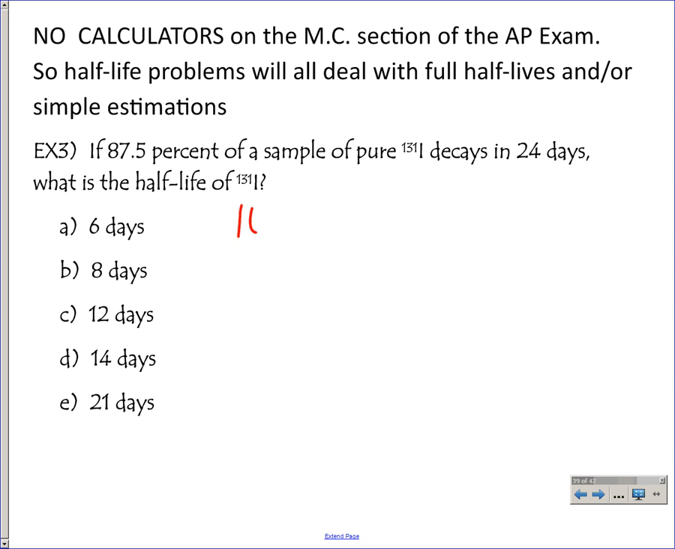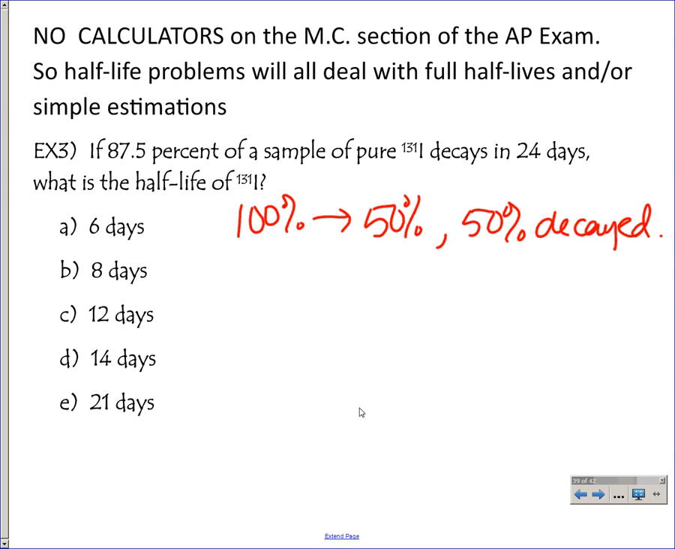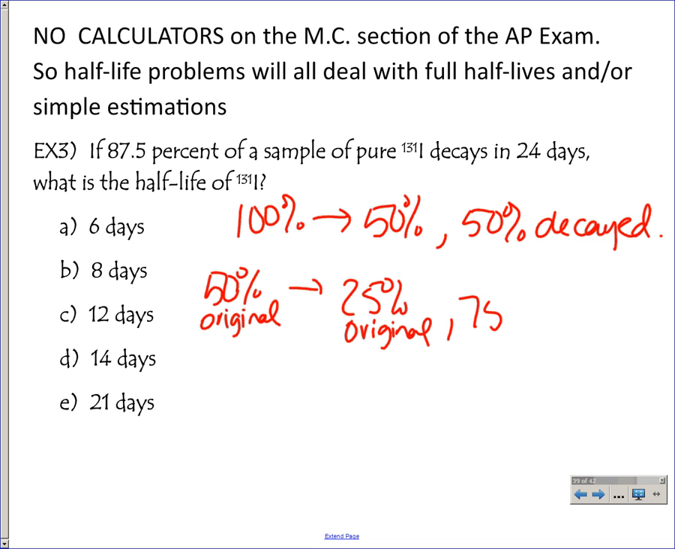If you initially have 100% of something and it goes through one half-life, it's going to be decomposing and decaying into half of its original mass, which is 50%. And that means 50% of the entire mass has decayed. And then we take that other 50% that's still there, original, and another half-life has passed. That is now down to 25% of the original mass that you initially have, which means 75% has decayed.